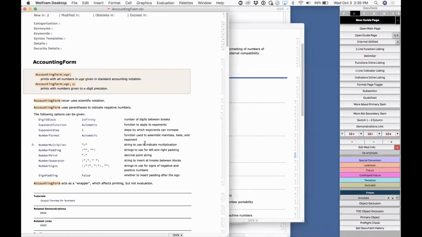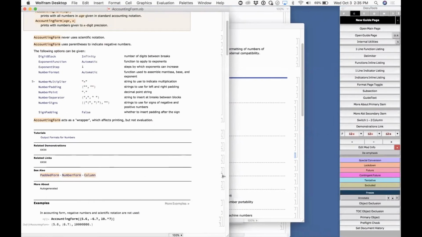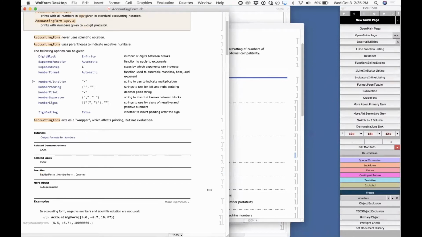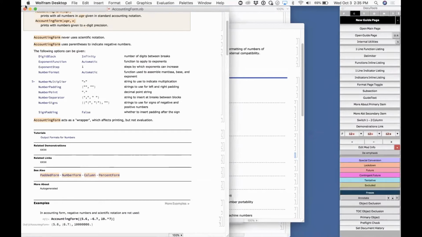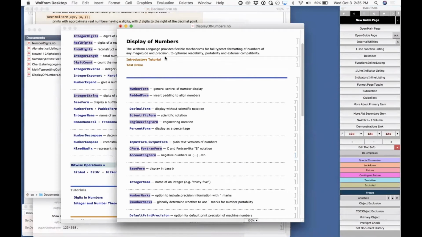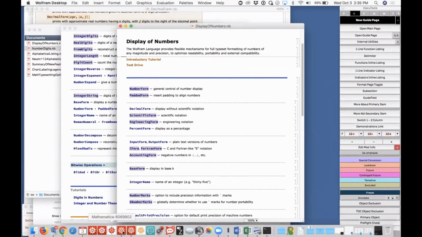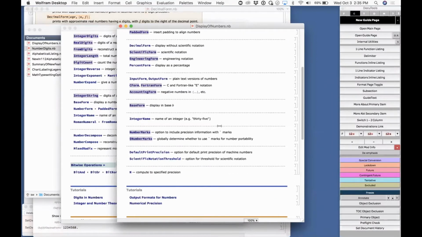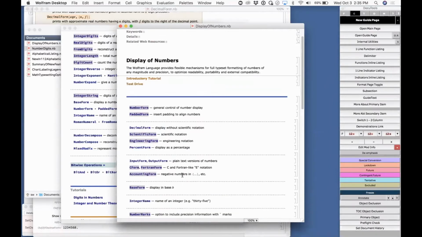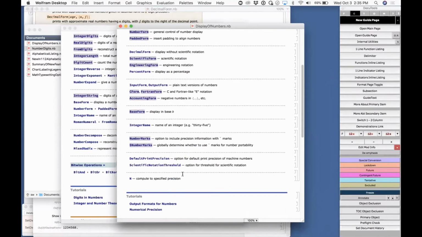However, AccountingForm should certainly point to PercentForm. Another thing that should point to PercentForm, and that PercentForm should point to, is stuff about units. Where's the page about units? What's the thing that displays units in a particular way? QuantityForm? Yeah, I think that's what I was talking about. And this, by the way, QuantityForm should probably be mentioned here.